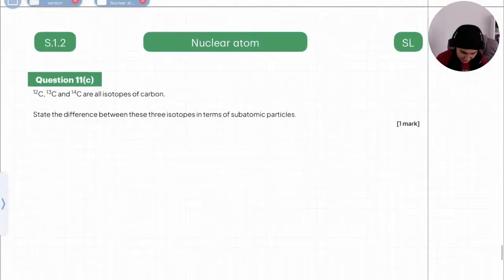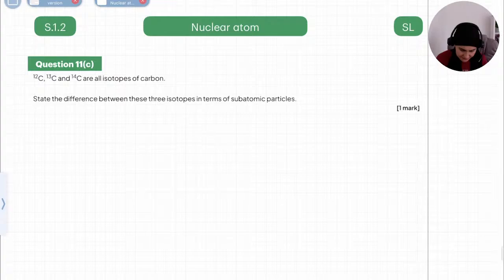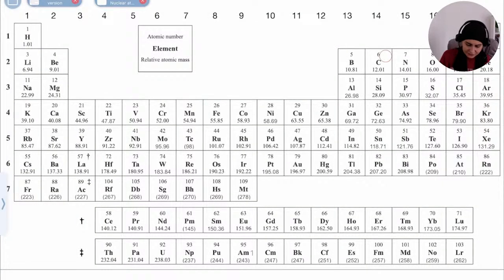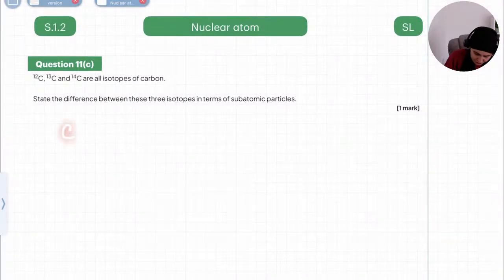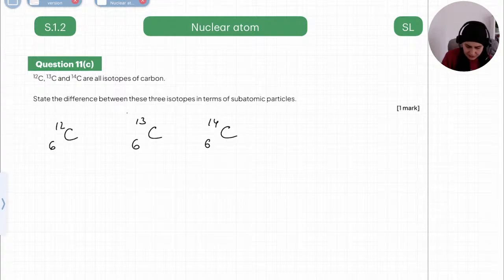Not solving this one. State the difference between these 3 isotopes in terms of subatomic particles. I don't know. I think it's fine, right? So you just find the atomic number in the periodic table. So okay, let's do it quickly. For carbon, atomic number is 6. Yeah, let's just do it because it's the most common question that you'll get. Let's do it one more time. And 14, and state the difference between these 3 isotopes in terms of subatomic particles.